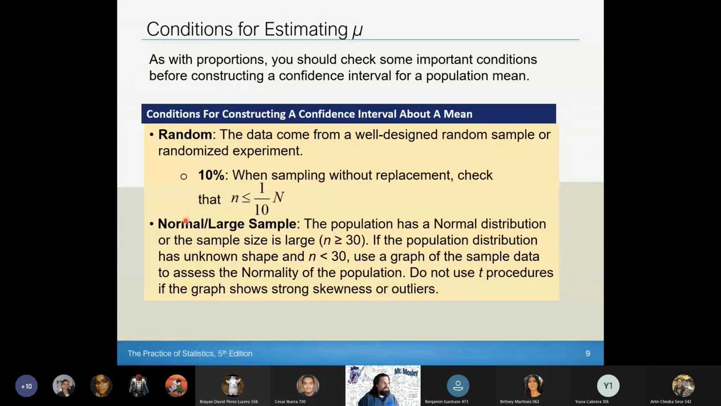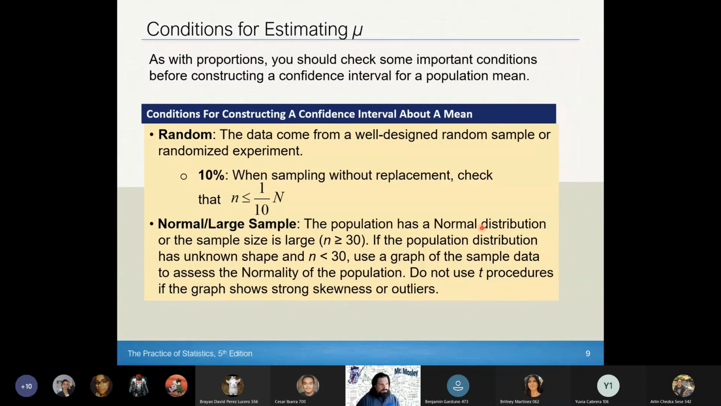And then we have the normal/large sample. The population has a normal distribution, or the sample size is large. Those are the things we're checking for. If the population is normally distributed, then we know that the sample will also be normally distributed. If the population distribution has unknown shape and n is less than 30, we need to use a graph of the sample data to assess the normality of the population. Do not use t-procedures if the graph shows strong skewness or outliers.